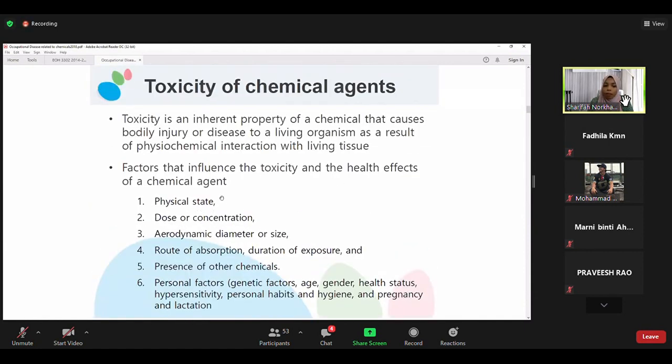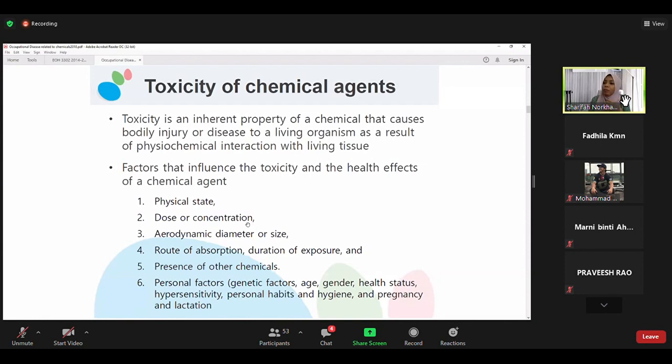The factors that influence toxicity, one of them is physical state. The physical state is defined by the characteristic of the chemical, whether it is explosive, volatile, or corrosive. So that is the physical state of the chemicals that influences the occupational disease. I hope that I'm not too fast. If I'm too fast, please stop me.